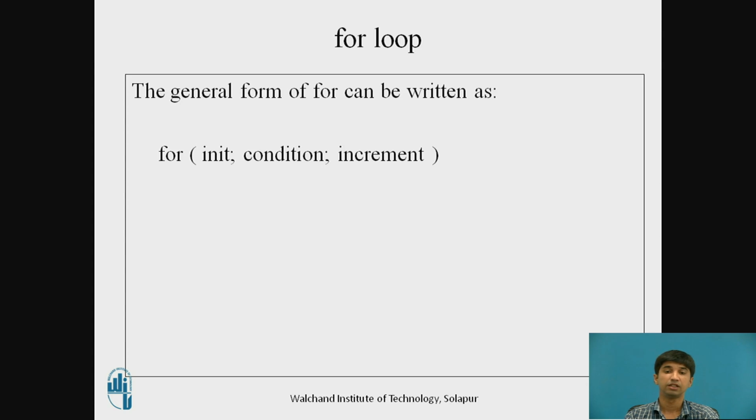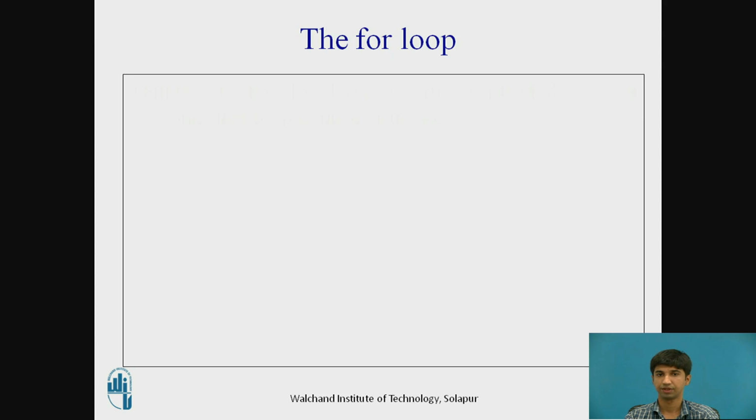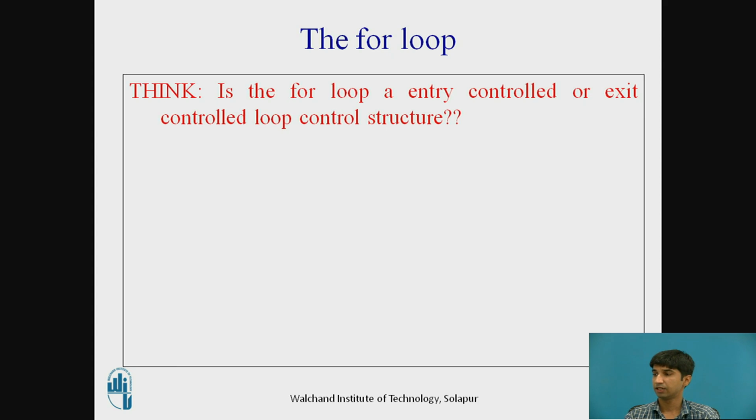Condition is nothing but you're checking whether the condition is true. It may be using the relational operators, i is less than n. Then increment is nothing but you're updating that particular value by 1. Then if the condition is true, it will go into the body of the loop and execute it. So let us ask, is the for loop an entry controlled or exit controlled loop control structure?